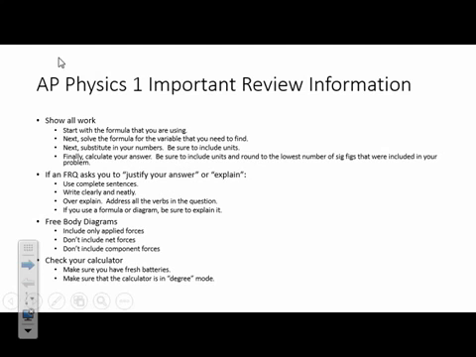First of all, when you're working your FRQs, make sure you show all your work. Start by writing out the formula that you're going to be using to solve the problem. Next, solve the formula for the variable that you're asked to find. Finally, substitute in your numbers. Make sure you include the units. At the end, obviously calculate your answer.